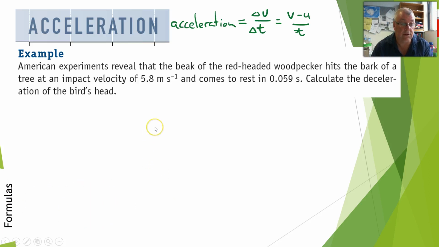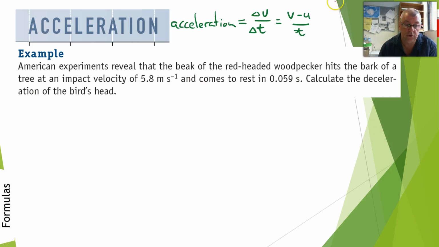In this case, let's look at this example. Some Americans did some experiments and revealed that the beak of the red-headed woodpecker hits the bark of a tree at an impact velocity of 5.8 meters per second minus 1 and comes to rest in 0.059 seconds. Calculate the deceleration of the bird's head.